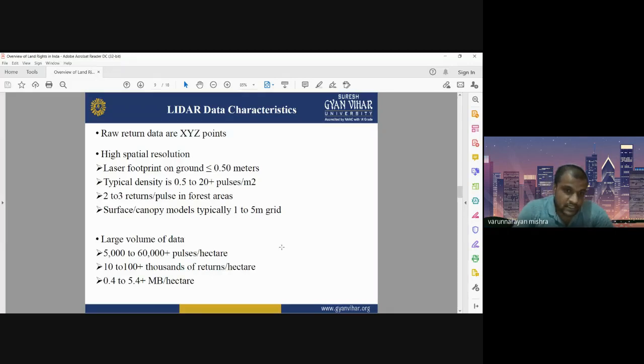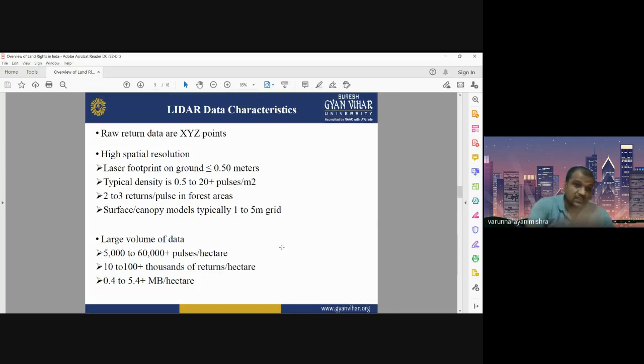So the raw data, that is the energy returned to the receiver or the incoming radiation after the interaction with the object on the earth surface, is in the form of XYZ format. XYZ means latitude, longitude, and height. Lidar also has high spatial resolution and lower spatial resolution, depending on the quality and capability of the sensor. We may have high resolution point data and low spatial resolution point data.